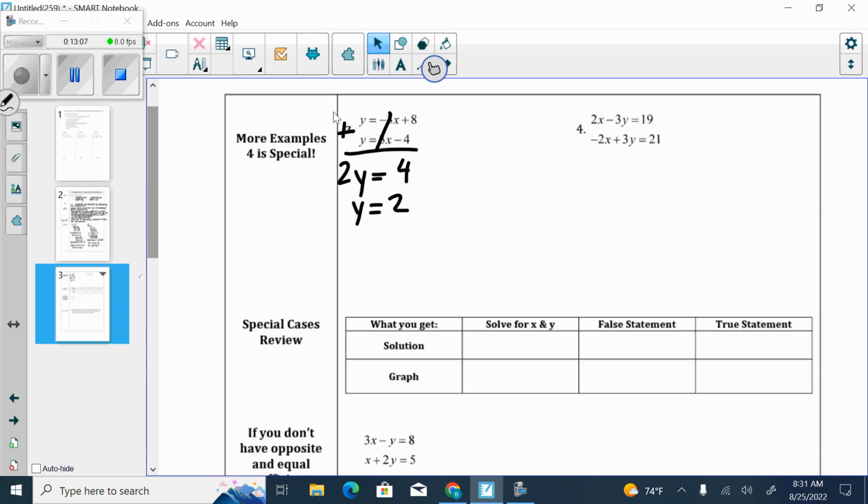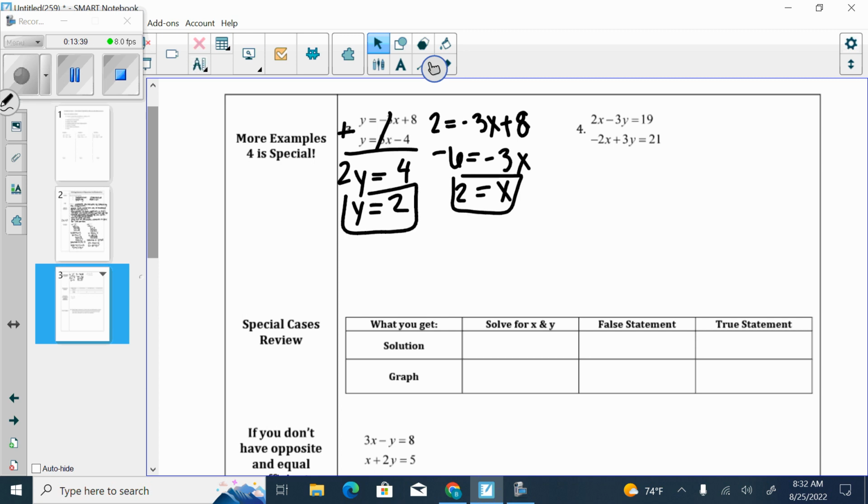All right, and now that I know y is 2, how am I going to find x? Right. Did you guys use the top one? Yeah, okay. So you'd have 2 is equal to negative 3x plus 8. What do we do then? Okay, so 2 minus 8 left us with negative 6 is equal to 3x, so x is, good. So solution here is 2, 2.